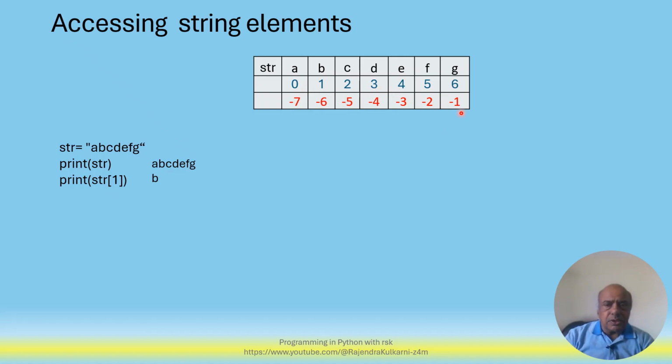In Python, there is also a way of indexing it as -1, -2, -3. -1 shall be the last element of the string, and -7 in this case shall be the first element of the string. Both positive indexing and negative indexing are allowed in Python.